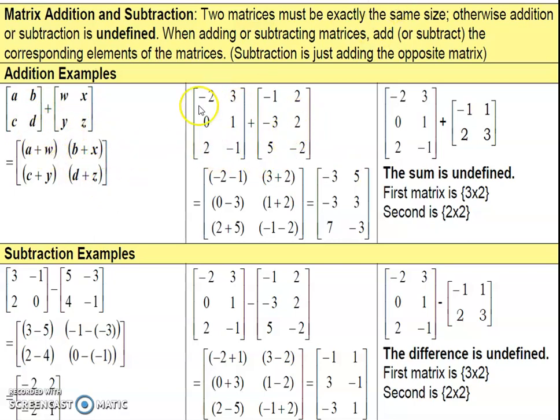In the second example, minus 2, 3 row number 1, 0, 1 row number 2, 2 minus 1 row number 3. And minus 1, 2 row number 1, minus 3, 2 row number 2 and 5 minus 3 row number 3. Minus 2 0 2 is column number 1, 3 1 minus 1 is column number 2. Minus 1 minus 3 5 column number 1, 2 2 minus 2 column number 2.